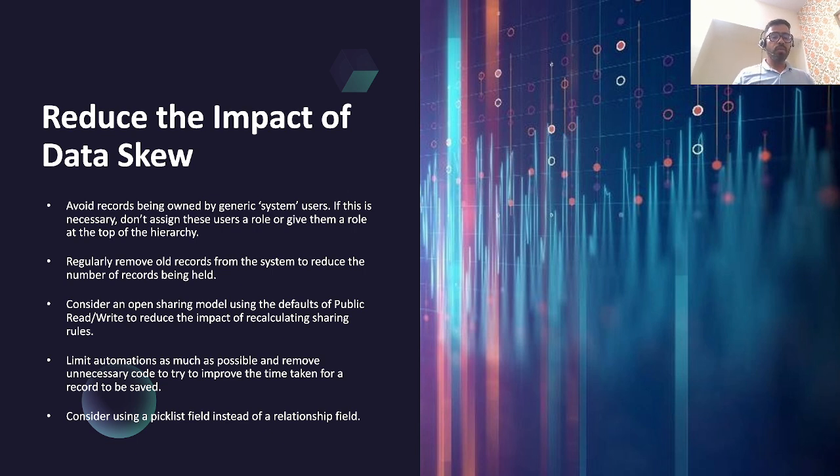Next, you should try to limit automation as much as possible and remove unnecessary code. This will definitely improve the time taken for the record to be saved. And last but not the least, if there's no need to have a lookup relationship, and you can do away with a picklist field instead of a lookup relationship field, then you should definitely consider that.